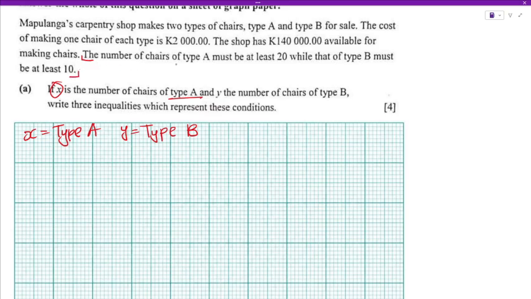We're saying the number of chairs of type A must be at least 20. So type A is what? Type A is X. So we're going to say Roman numeral 1, X. What is the symbol? The symbol says at least. So that's greater than or equal to, and the value there is 20. That's your first inequality. Go to the second inequality. While type B is what? Y must be at least, you plug in your symbol, at least means greater than or equal to, the value there is 10.